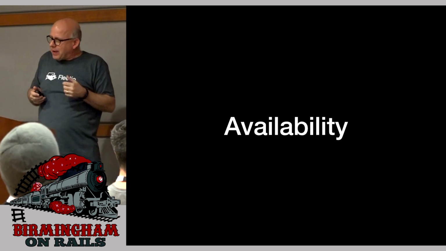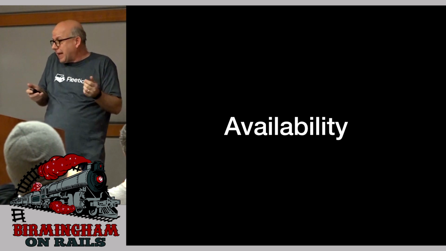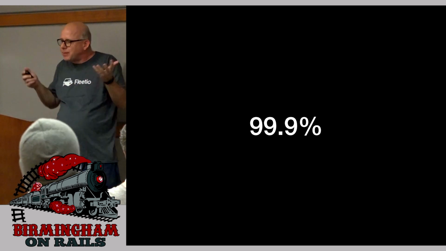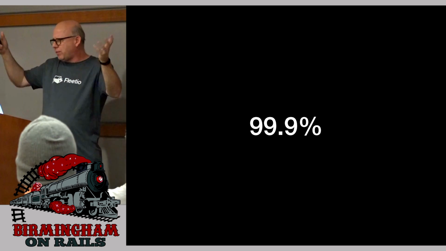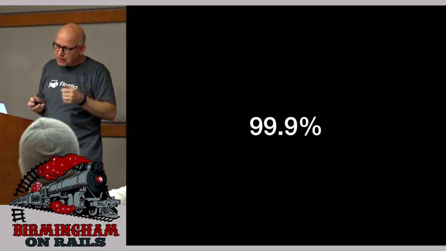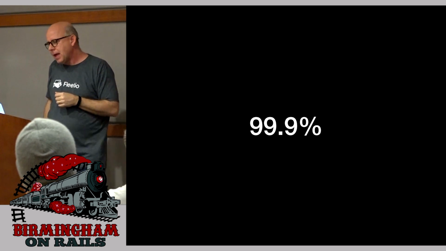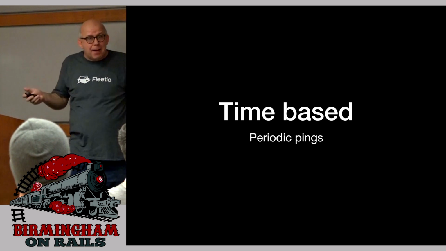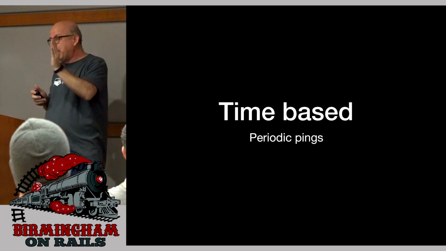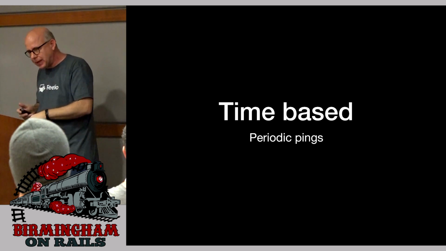The first one is going to be availability. This is what our customers care about. Most of the time that's measured in some number of nines, 3, 4, 5 nines. 99.9% availability is pretty common. And oftentimes it's measured in a time-based fashion. There's a periodic ping of the site every minute, every 5 minutes.